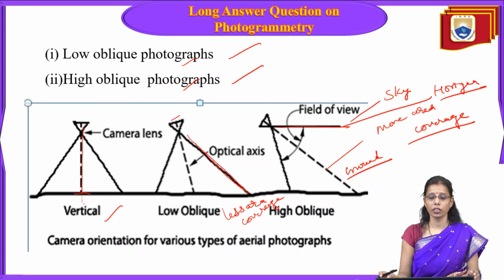This is how we differentiate the photographs: low oblique, high oblique, vertical or oblique. In the vertical photograph only the top view is visible, whereas in the low oblique photograph the side and top view are also visible. In the high oblique photograph, along with the side and top, the horizon as well as the sky is also visible.